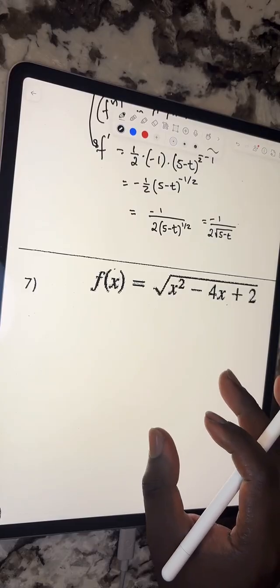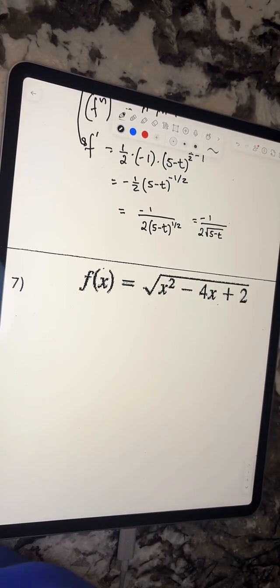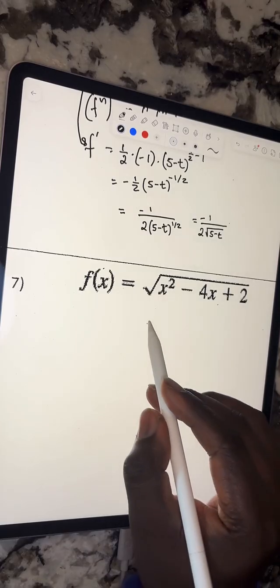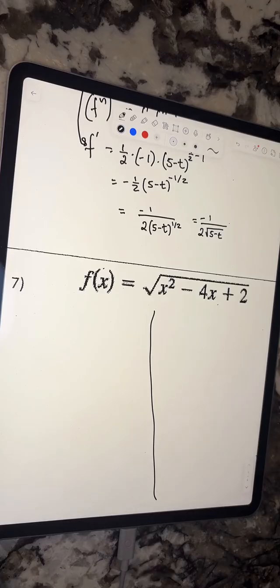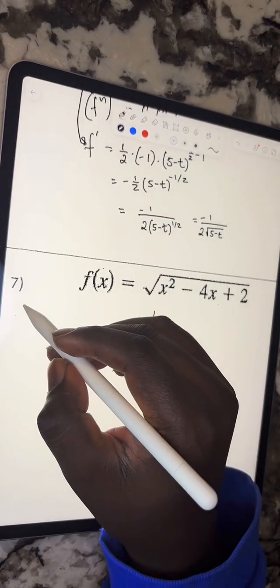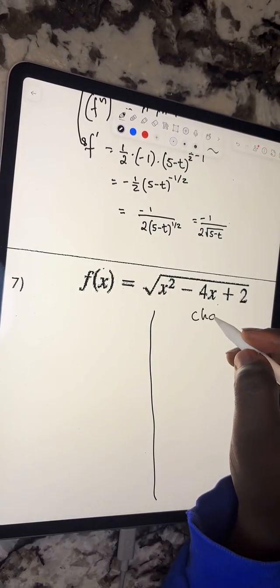So here I have to find the derivative of square root of x squared minus 4x plus 2. All right. What will be the first step? So let me do it. Let me use both of them, okay? Let me use the case where we're using f to the power of n. Okay? Then here I will use chain rule.